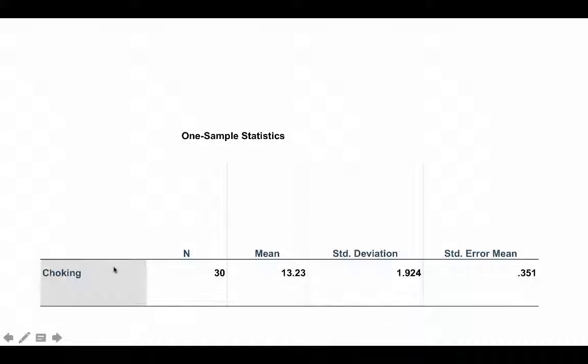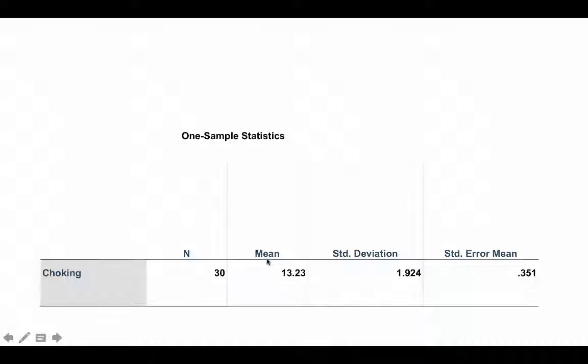In this slide, you'll see right here that the variable of choking is being produced. This is a one sample t-test, and I'm not going to go too much into one sample. It basically means it's one sample. As you can see here, the letter N right here is the number of participants. The large N equals the total number of participants. That number is 30.